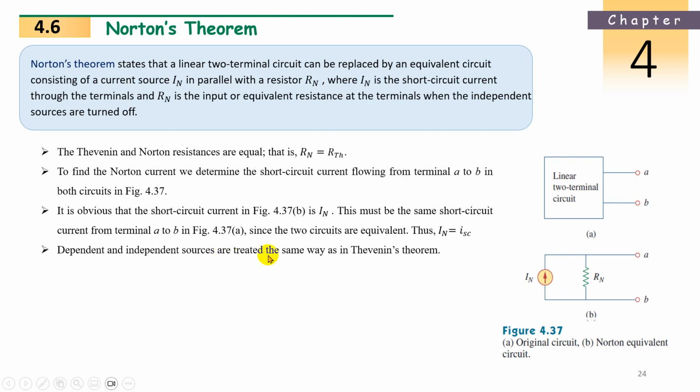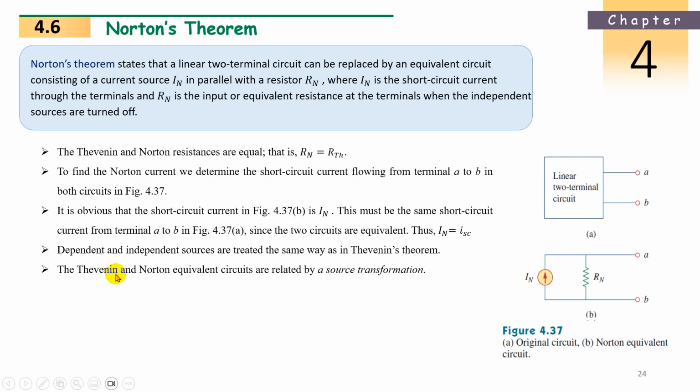Dependent and independent sources are treated the same way as in Thevenin's theorem. When dependent or independent sources are there, we followed some rules to find R Thevenin or V Thevenin. Here also we follow the same rules for finding RN and IN, Norton's current. We'll see that.